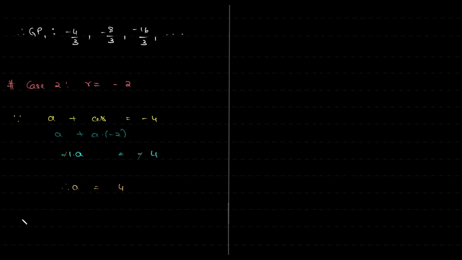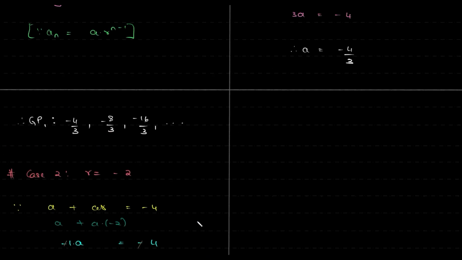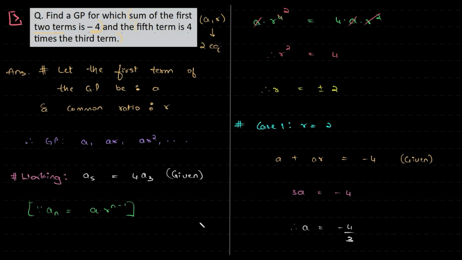And now the sequence will be what? Therefore the GP will be equal to 4, minus 8, plus 16, then again minus 32, so on and so forth. Okay, right. So don't get confused. We are just taking both the possibilities and we are finding both the possibilities of GP. That's all. If not, it's a simple straightforward question, and this would be your answer.